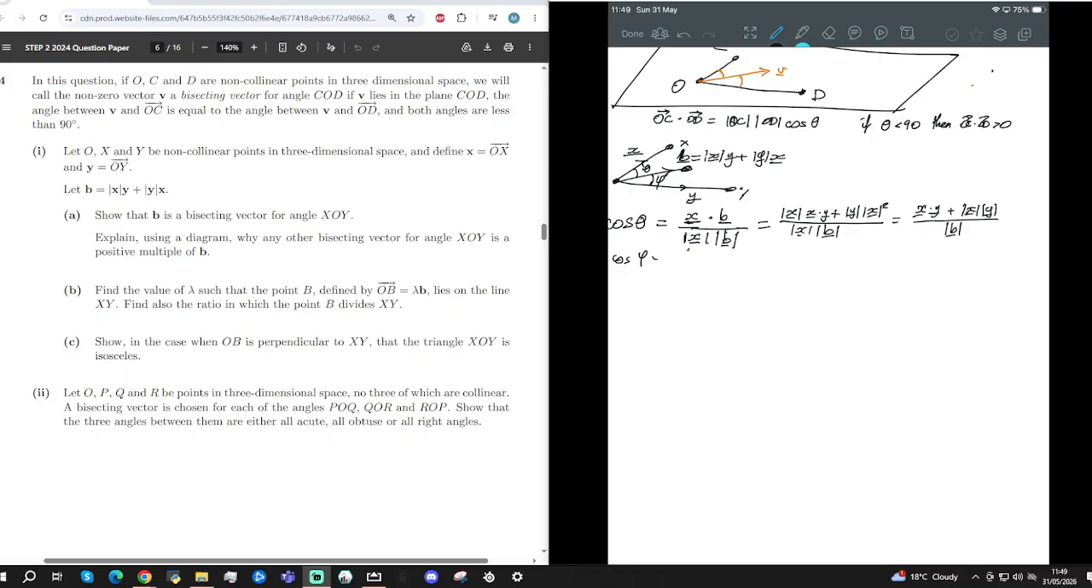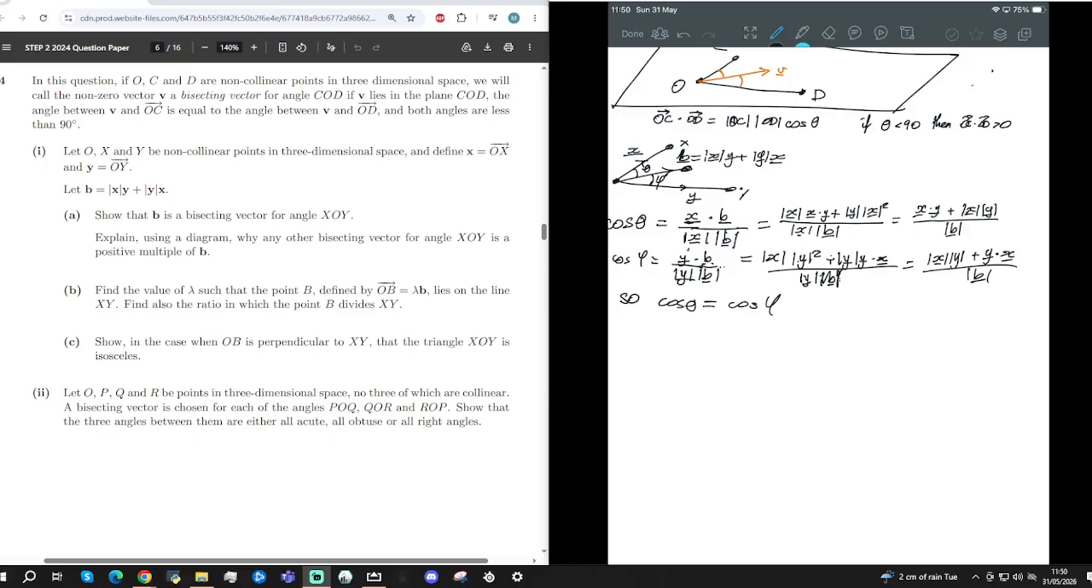So if we do a similar thing, cos phi is y dot b over mod y mod b, which again, if I expand out the numerator, that's mod x, y dot y is mod y squared plus mod y, y dot x over mod y mod b, and that's going to be, the mod y cancels, so that's mod x mod y plus y dot x over mod b. So cos theta equals cos phi.